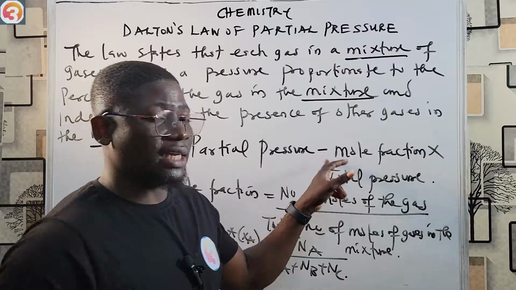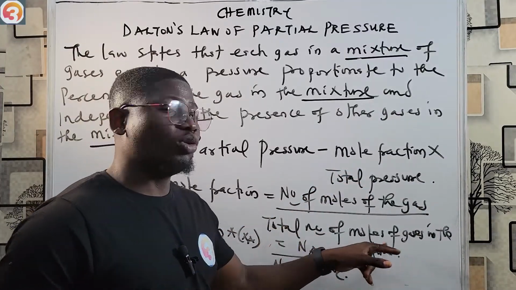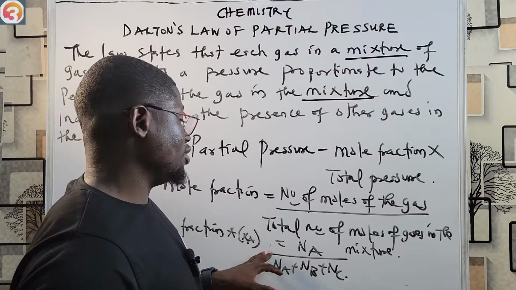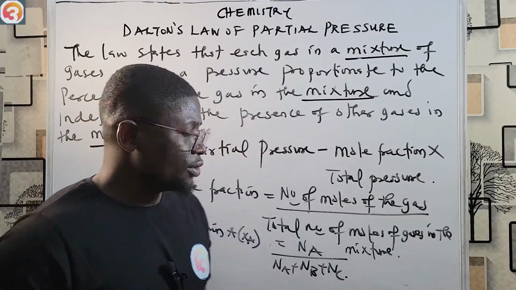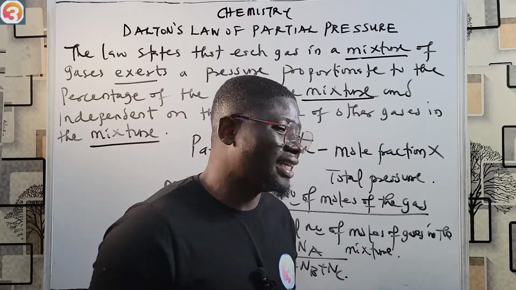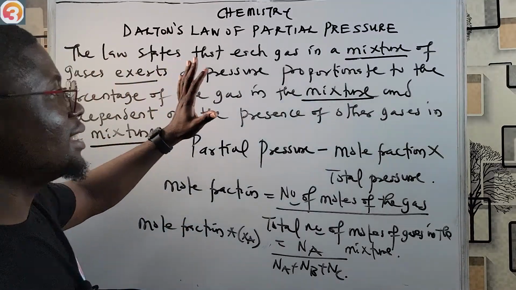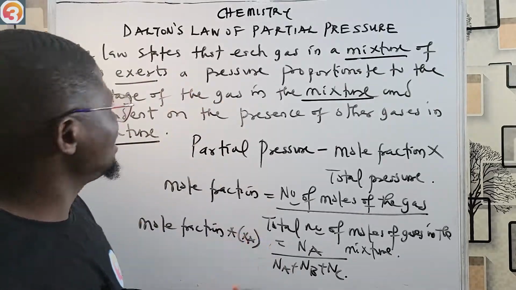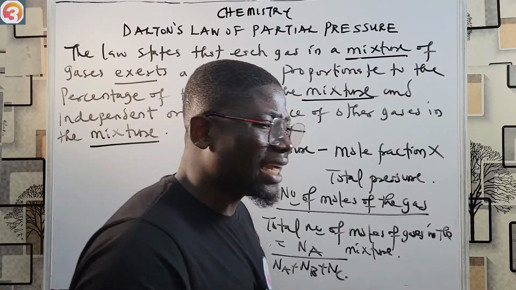Partial pressure is mole fraction times total pressure, and then mole fraction is the number of moles of the gas over the total number of moles of gases in the mixture. Then the mole fraction of A, which is XA, will be Na all over Na plus Nb plus Nc. So if you have these formulas at the back of your hand, then there's nothing left that you cannot crush. All right. So let's go back again and say the law states that each gas in a mixture of gases exerts a pressure that is proportionate to the percentage of the gas in the mixture and independent of the presence of other gases in the mixture.